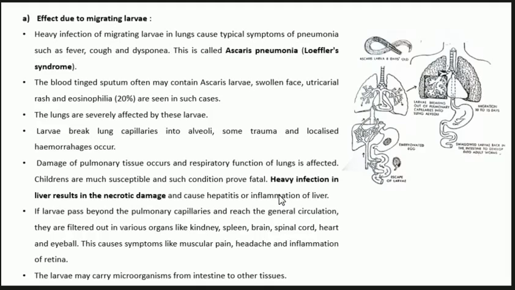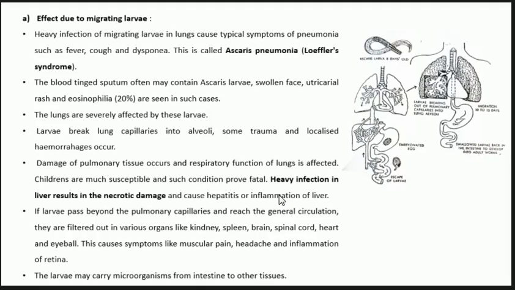This is also one of the problems: the larva which is present in the intestine may carry bacteria. Remember one thing, that the larva passes beyond the pulmonary capillary, and from the intestine it is passing through this whole area, so they may contain some of the bacteria from the intestine and go towards the kidney, spleen and brain also, and this can be problematic.